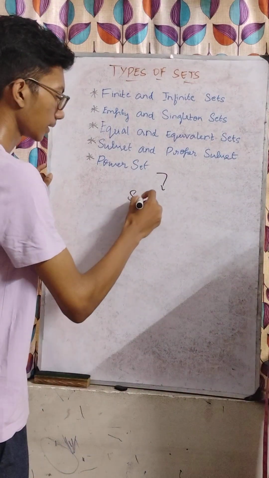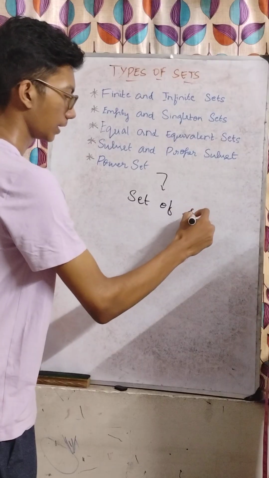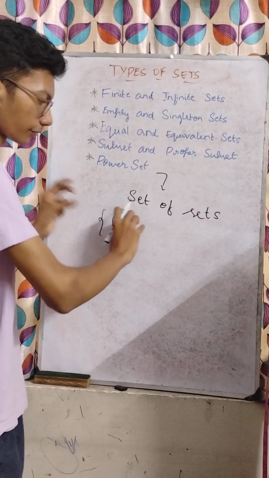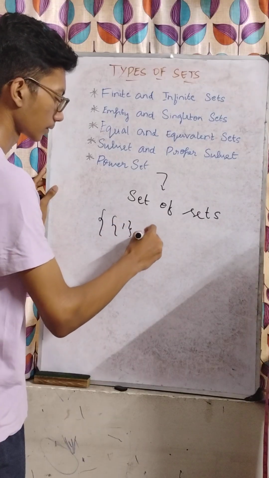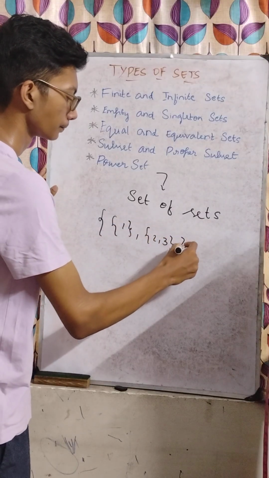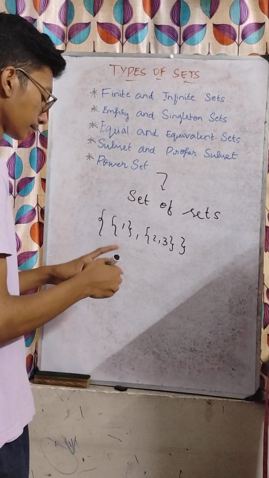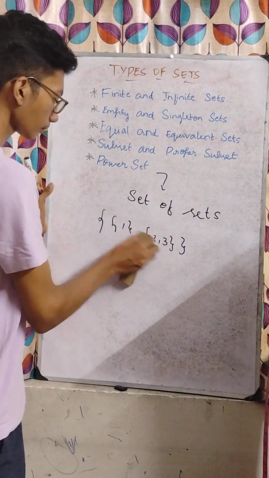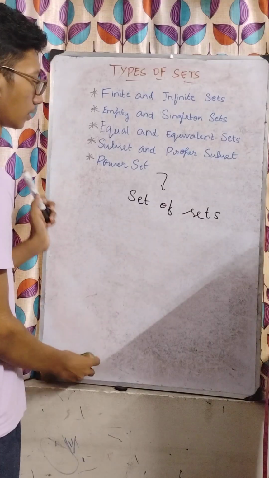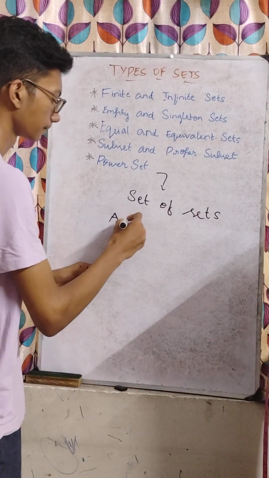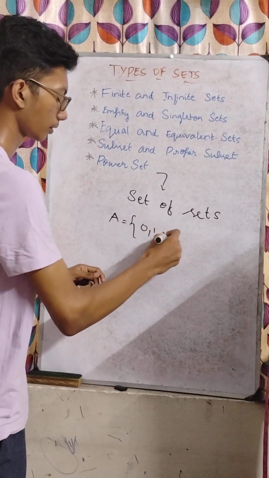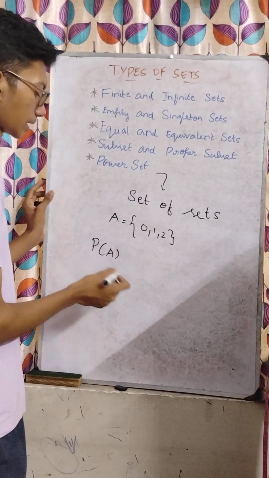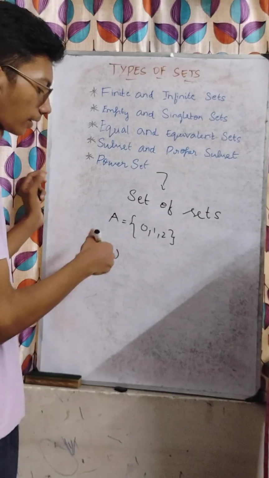So now the power set. A power set is the set of sets. That is, it will contain a set of different kinds of sets. Now this is a power set. So a single set contains multiple sets. Now let's say we have A = {0, 1, 2}. This is a set. Now the power set is denoted as P(A), that is power set of A.